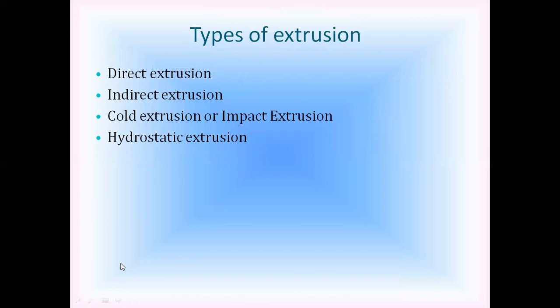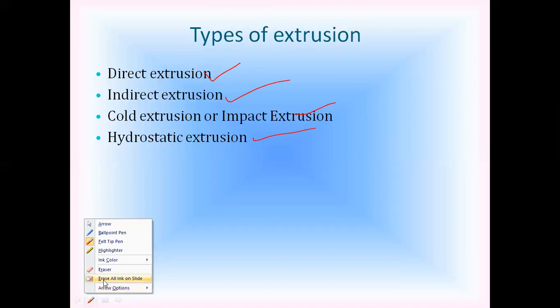Yes, in your extrusion process, we are having different types of extrusion. The first extrusion which you are going to study here is known as direct extrusion. Then comes the indirect extrusion. The third one is the cold or impact extrusion, and the fourth one is hydrostatic extrusion. So in today's session, we'll be discussing direct and indirect extrusion, and the remaining two extrusions in the next class.